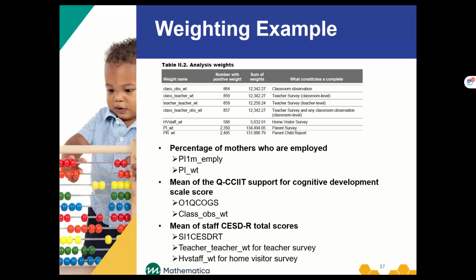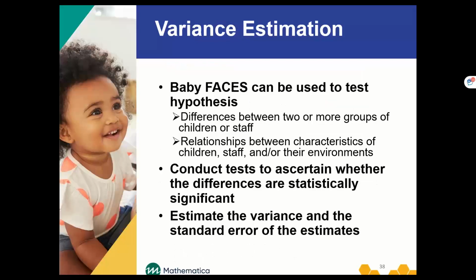And if you wanted to look at depression across both surveys together, you could stack the data on top of each other and create a stacked weight: teacher weight for observations that come from the teacher survey and HV staff weight for observations that come from the home visitor survey, and use this combined weight to weight across surveys. Once again, this information is detailed in chapter 2 of the User's Guide. Next slide.